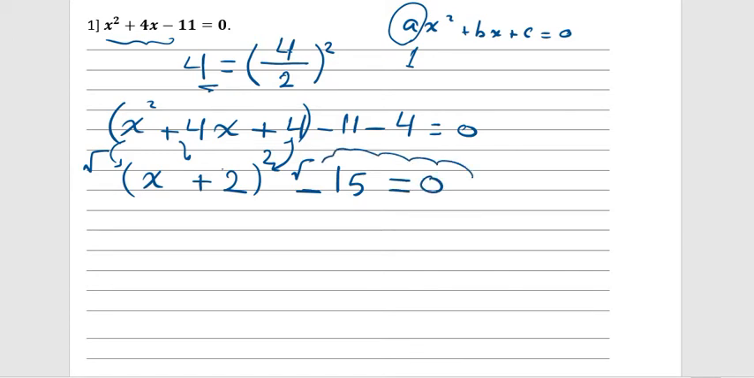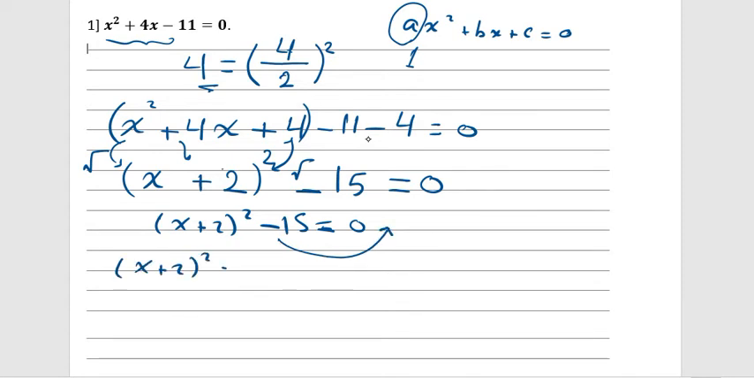Here this form is the complete square form. (x + 2)^2 - 15 = 0. How to use this form to solve the equation? First we'll move this number to the other side, so it will be (x + 2)^2 = 15. Take the square root of both sides, and don't forget, very important point, we have to put positive and negative on the other side.